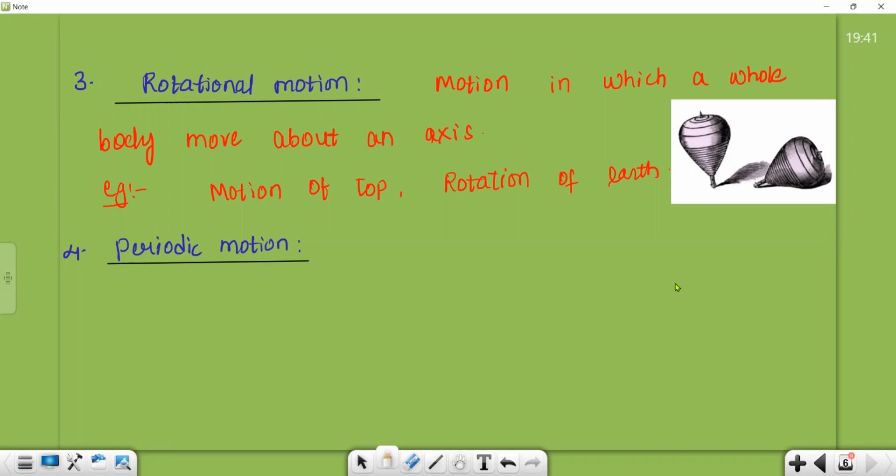One good example of this motion is to and fro motion. Suppose a swing is there, so it will go like this, and after a certain time it will come back. So you can take an example of this.